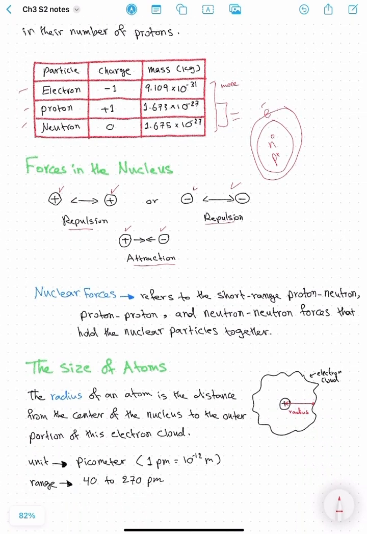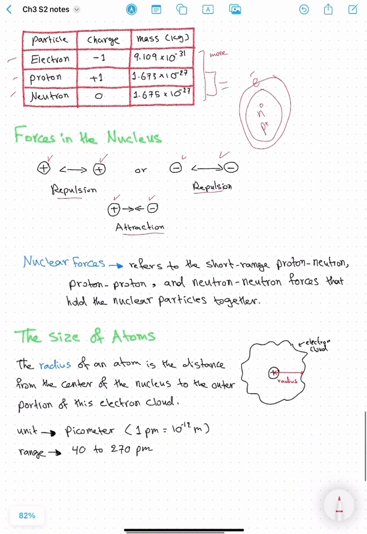And this is the definition of nuclear forces. It refers to the short-range forces between proton, neutron, proton, proton, positive, positive, and neutron, neutron, that hold the nuclear particles together. We're not talking about electrons. Why? Because we're talking about nuclear forces. So what is inside the nucleus? We do not have electrons inside the nucleus.